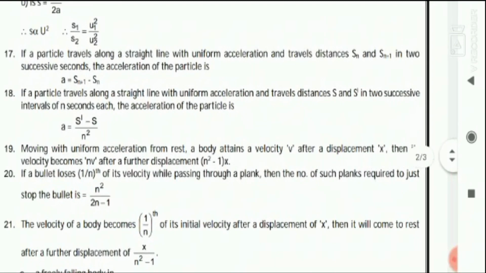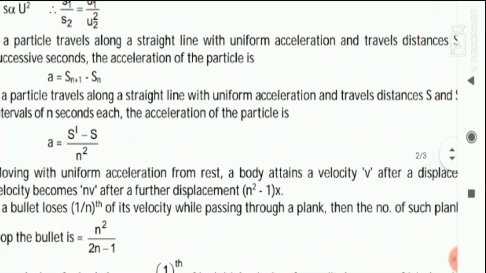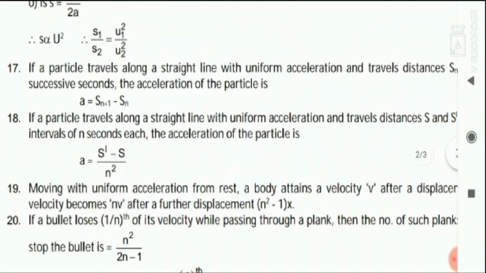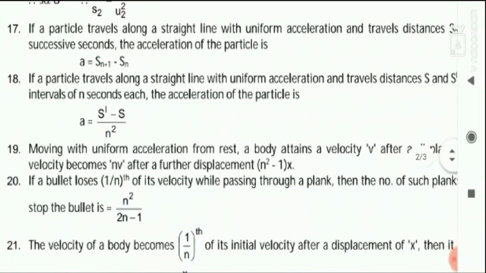Then the next formula, if a particle travels along a straight line with uniform acceleration and travels distances sn and sn plus 1 in 2 successive seconds, then the acceleration of the particle, sn value will be given, sn plus 1 value will be given. Then to find acceleration, use this formula, a is equal to sn plus 1 minus sn. So, 2 successive seconds means first second, immediately next second. This is called successive seconds. In that case you can use this formula.